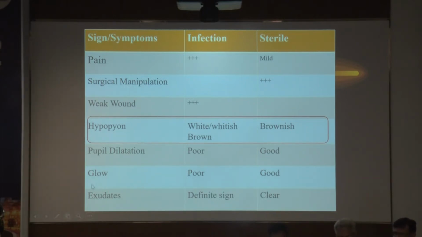These last two signs are mandatory to determine whether it's infective or inflammatory. If you see no glow or exudates in the vitreous cavity, don't err on the side of inflammation. It's infective, and you have to take the patient to the operation theater and give intravitreal antibiotic.